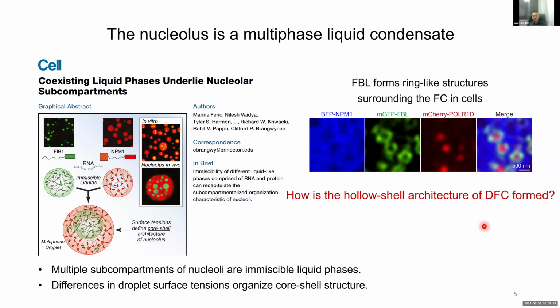We think this architecture might be very critical for the formation of the tripartite nucleolus because this compartment separates the FC and the GC region. If there's no DFC, of course, there will be only two compartments.